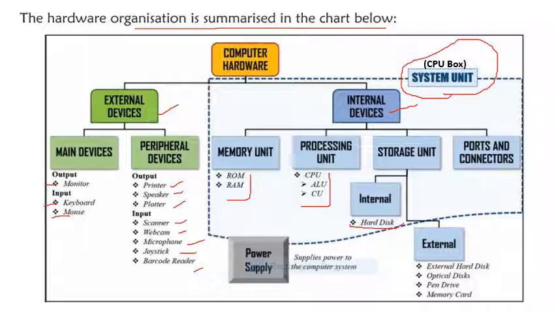Ports and connectors are also available on the backside of the CPU box. And also here is an external storage unit, that is external hard disk, optical disk, pen drives and memory cards. And one more thing, that is the power supply unit, that is also inside the CPU box, and we connect power supply from outside of the CPU box.